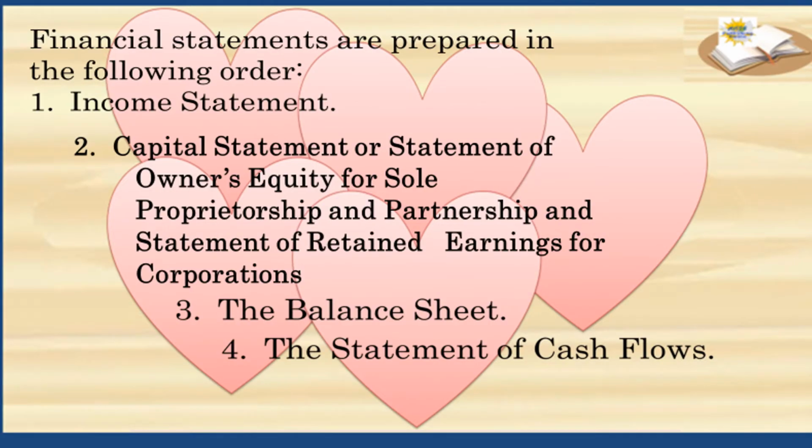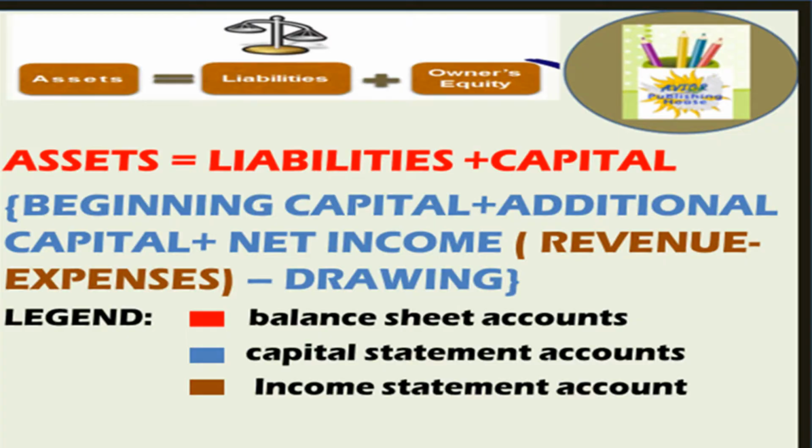Financial statements are prepared in the following order: income statement first, then capital statement or statement of owner's equity. This is for sole proprietorship and partnership, and we call it a statement of retained earnings for corporations. The third is the balance sheet, and the fourth is the statement of cash flows.